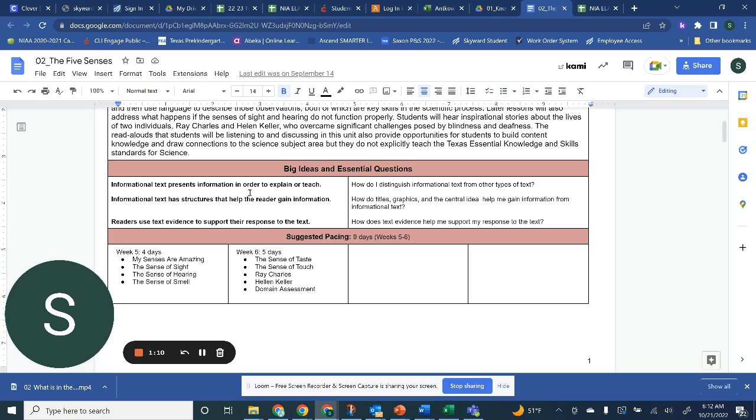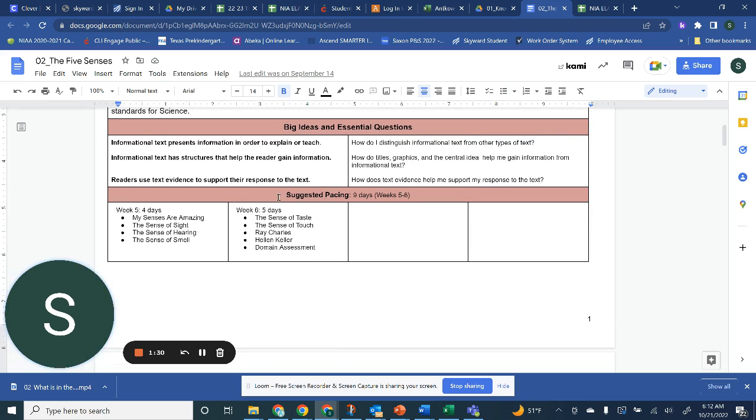The big ideas go along with the essential questions that are side by side. So if the first big idea talks about, for example, presenting information, then the essential question is what you would ask the students to elicit a response that lets you know if they understand that big idea.